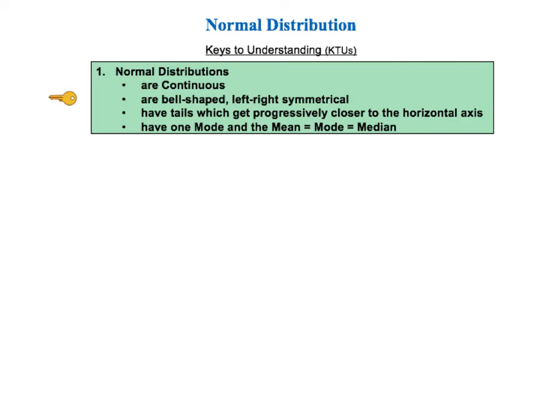The first key to understanding tells us that normal distributions are continuous, and they are bell-shaped, left-right symmetrical, and they have tails which get progressively closer to the horizontal axis, and they have one mode, and the mean equals the mode equals the median.